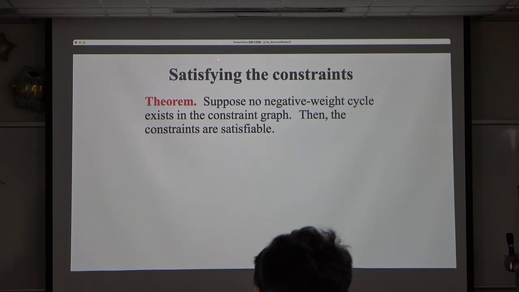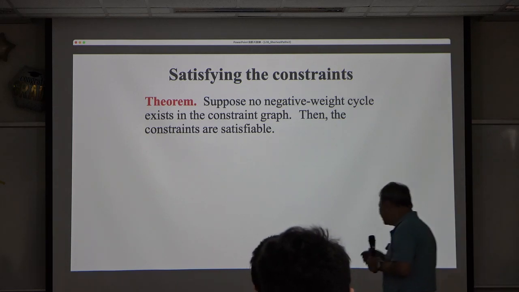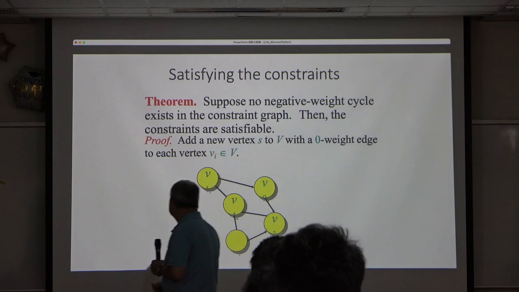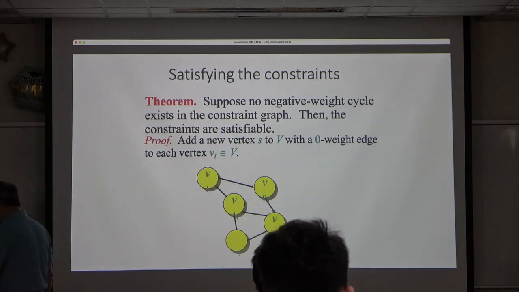So how do we satisfy those constraints? Okay, here is a theorem. Suppose no negative weight cycle exists in a constraint graph, then the constraints are satisfiable. Okay, how do we prove that?